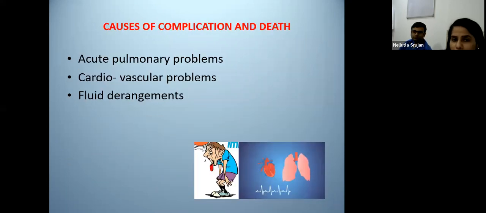So there are other complications which I have already dealt with, the pulmonary problems which I have already told previously, vascular problems and fluid derangement. So these are other things, the fluid electrolyte imbalance. There should not be any imbalance between the fluids. So administration of the IV fluids has to be maintained until the doctor advises whether the patient can have meals after the surgery.